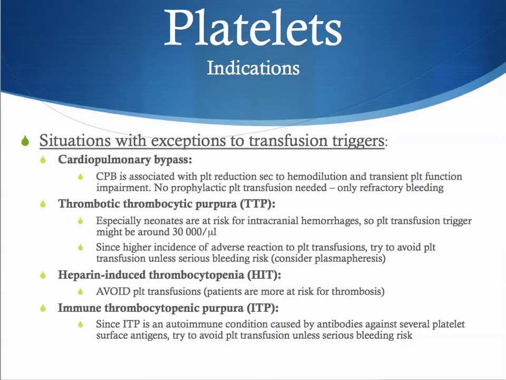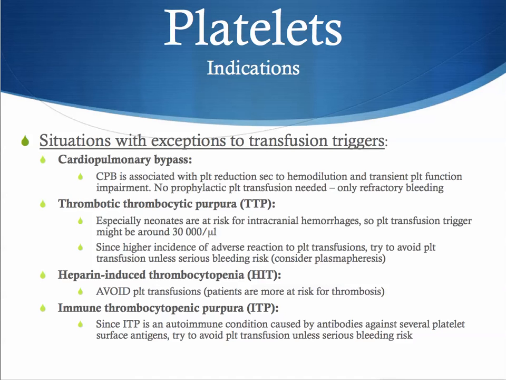On cardiopulmonary bypass, the platelet reduction is due to hemodilution, and so therefore there's a transient platelet function impairment. You don't need to prophylactically transfuse platelets, only if a patient comes off pump after reversal of heparin, still refractory bleeding. In thrombocytopenic purpura, especially risks are neonates for intracranial hemorrhages. So your transfusion trigger is slightly higher in those patients, around 30,000. However, in that disease, TTP, there's a higher incidence of adverse reaction to platelet transfusions. Try to avoid unnecessary platelet transfusions because you are precipitating alloantibodies in transfusion reactions. Consider plasmapheresis to minimize the use of blood components.